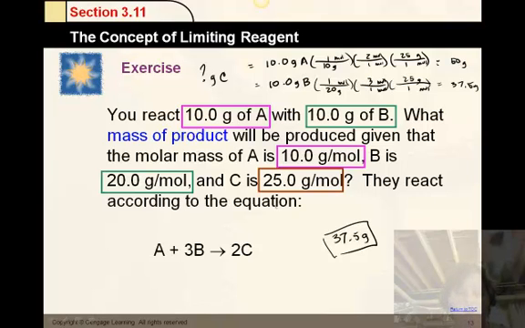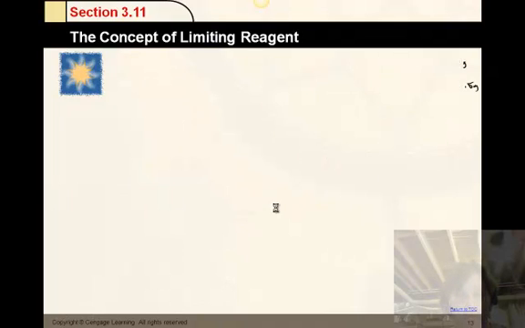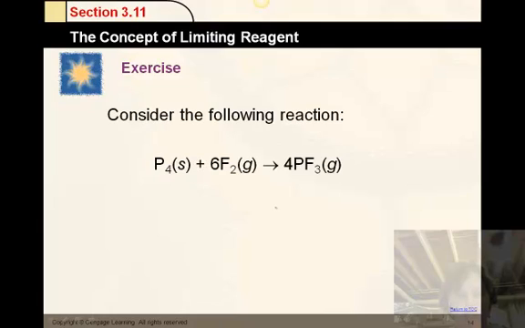Now if I could determine that B was limiting, I would simply only do one equation. But as I said, because I think this stoichiometry is pretty straightforward, it's just as easy to do two quick equations and see which one is smaller. Now back to this one.